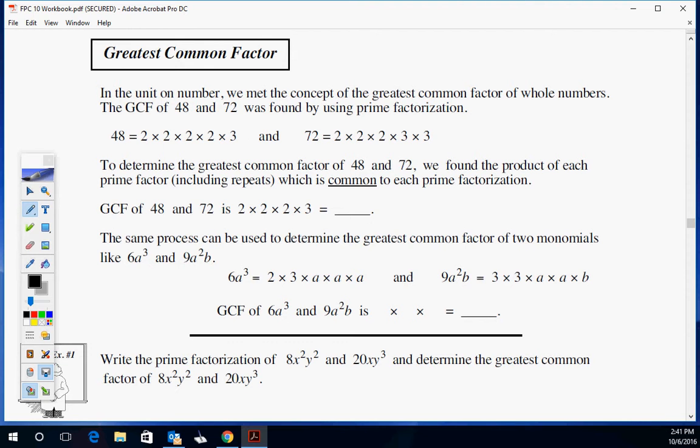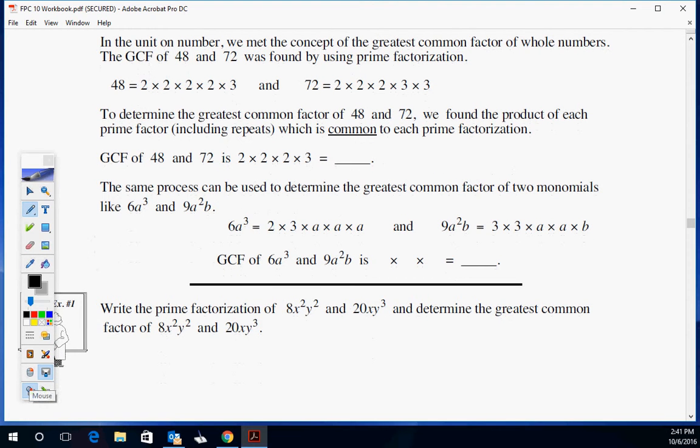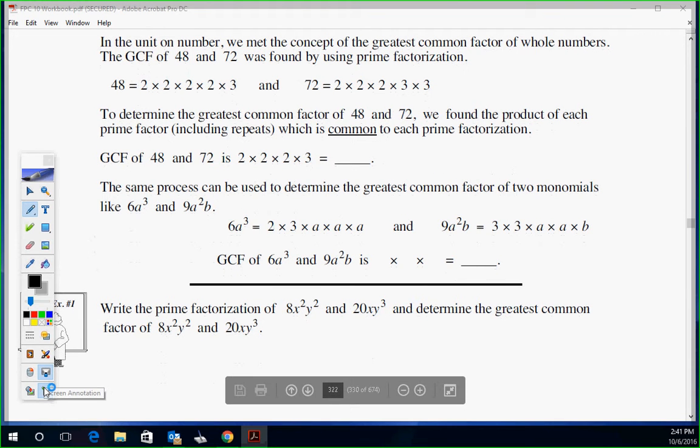So in the unit on the number, we met the concept of greatest common factor. We already did this in the very first half of our unit 1, where we broke them down into their prime factors. And you circle what they had in common. So for example, this has 3 2's. And so we take 3 2's from here. This has 1 3.